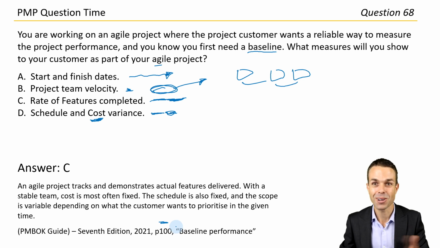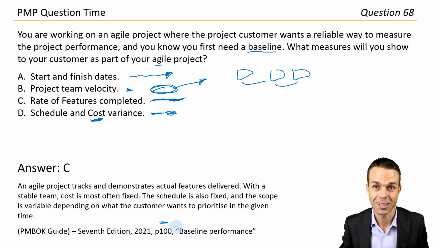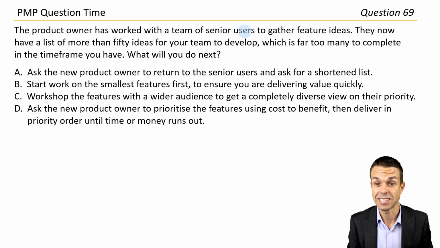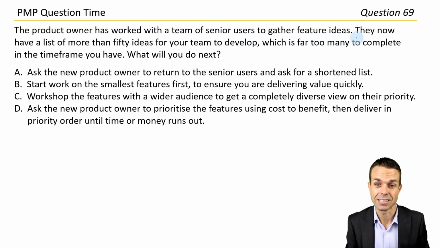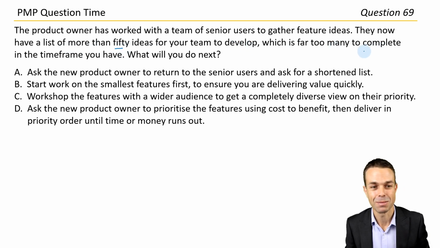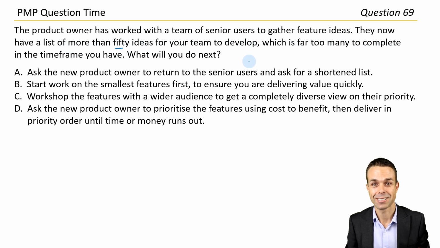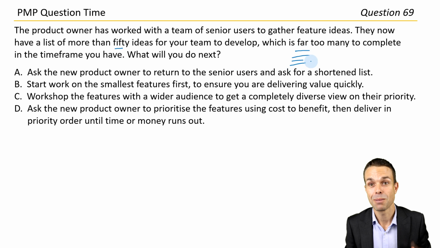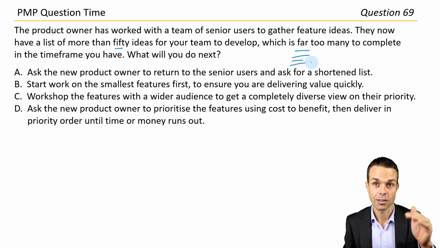Wonderful work, guys. How did you guys go with that one? Did you beat me to that one as well? Possibly. I think we're getting pretty good at these. All right, last 2. The product owner has worked with a team of senior users to gather feature ideas. They now have a list of more than 50 ideas for your team to develop, which is far too many to complete in the time frame that you have. What will you do next? And what do we do if we've got too much work and not enough time? We prioritize the things, so the most highest value and potentially the least effort or the easiest things to do.